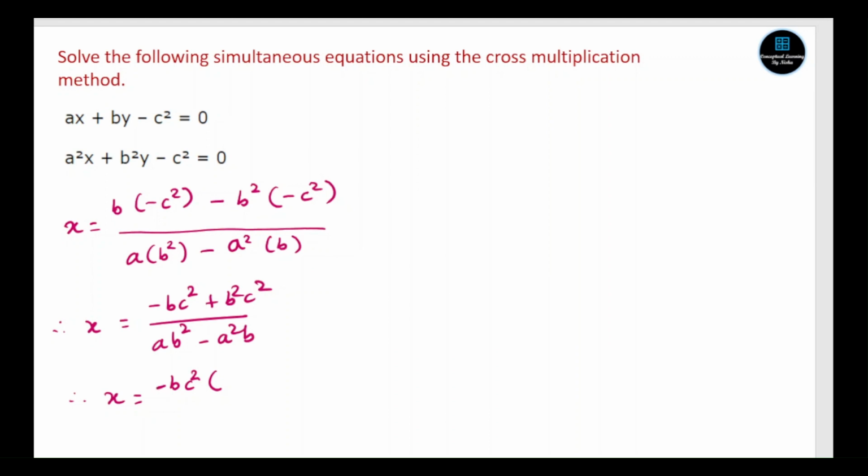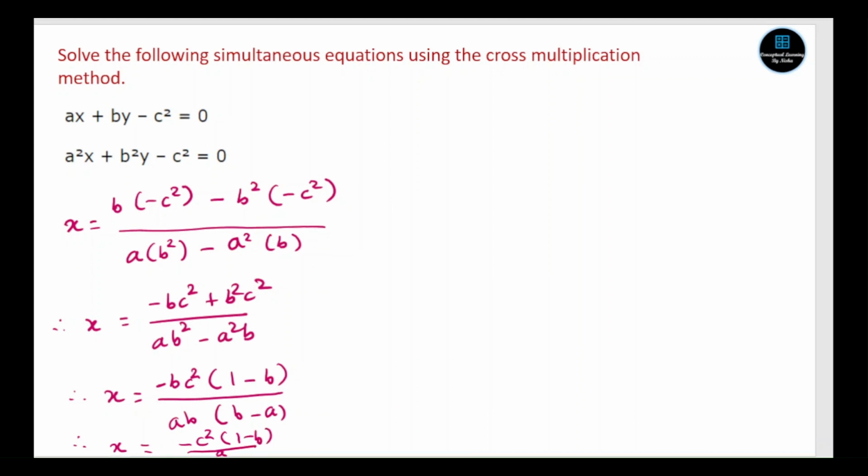I'll just write the negative sign also. So 1 minus, we'll get b here over, I'll take ab common, so we'll get b minus a. So I'll get minus c square over 1 minus b over a into this is b minus a, right? So this is the value of x, and similarly I can find it for y.